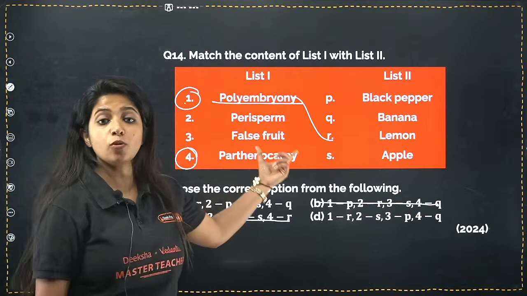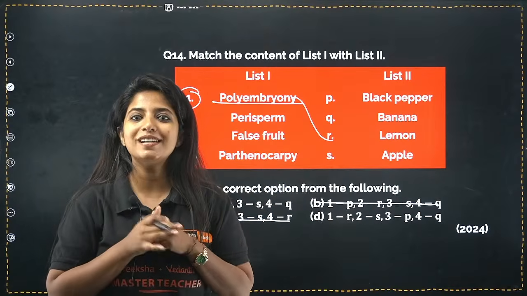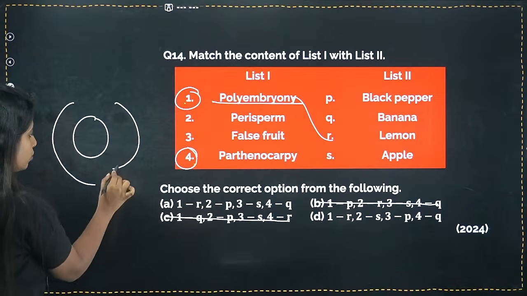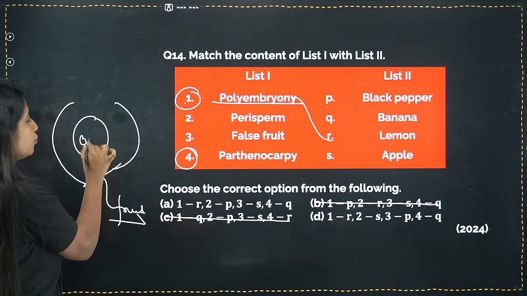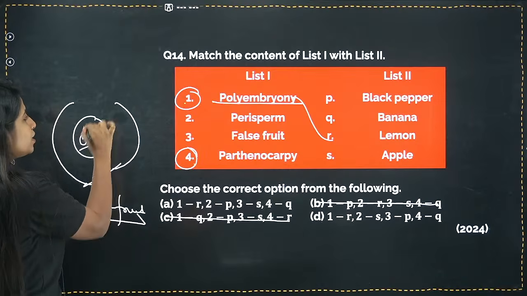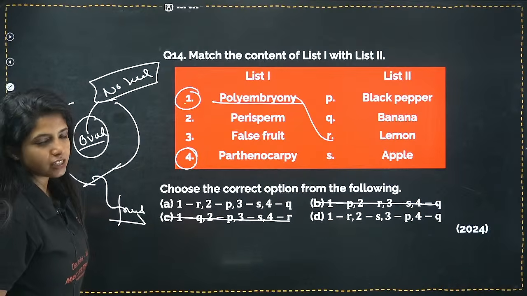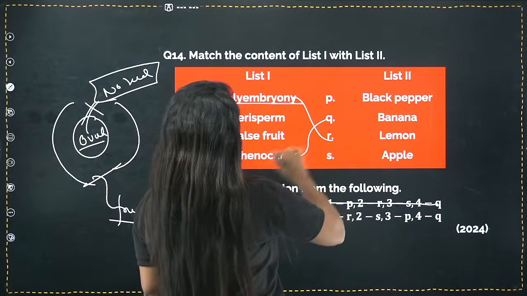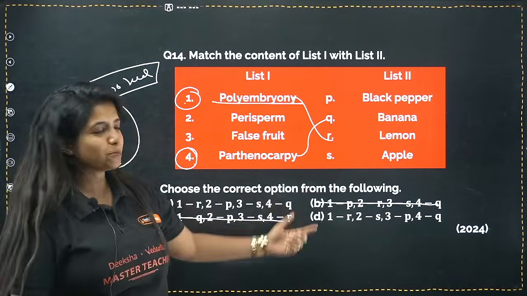Parthenocarpy means formation of fruit without fertilization. The ovary is going to form the fruit without fertilization. That means the ovule is going to remain like an ovule. There is no seed formation, because seed formation happens after fertilization, right? A plant with no seed is what? Banana. So 4 goes with Q. I have 2 options still.